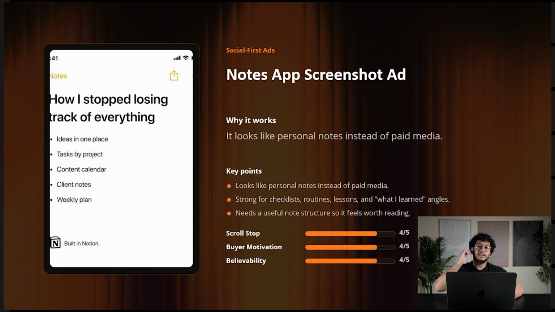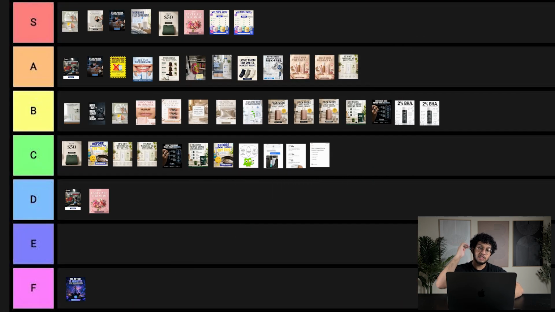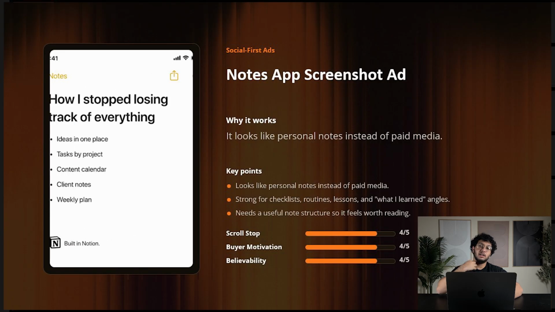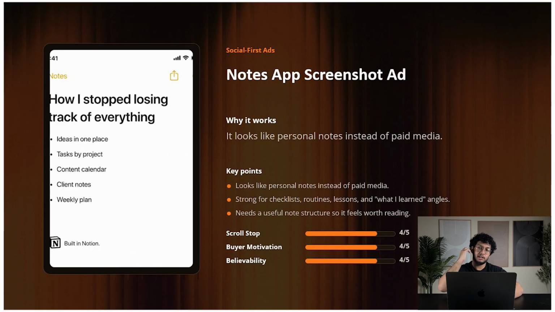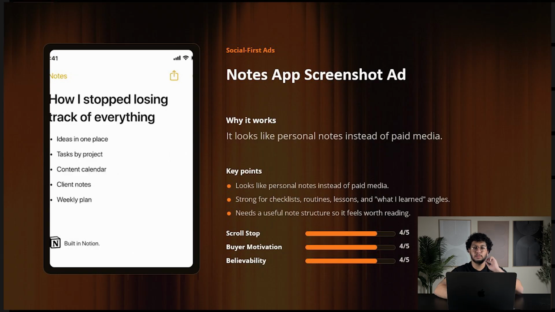C tier. Next is the Notes app screenshot. Notes app ads are C tier. They can feel very native. A checklist, routine, or lesson can make people stop, but the note has to be useful. If it feels like a fake note written by a brand, it loses all credibility. So it can work, but the execution has to be sharp.